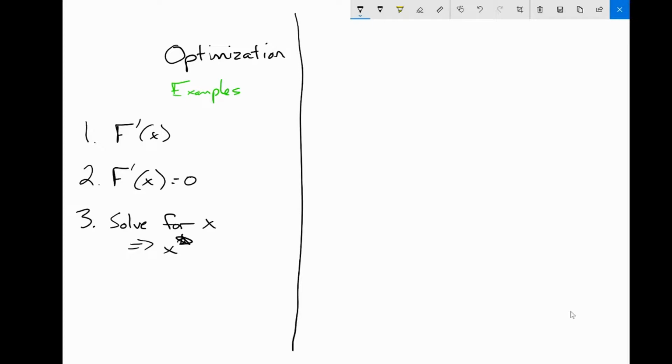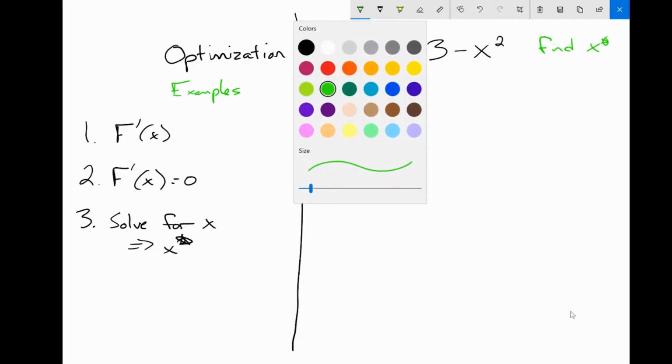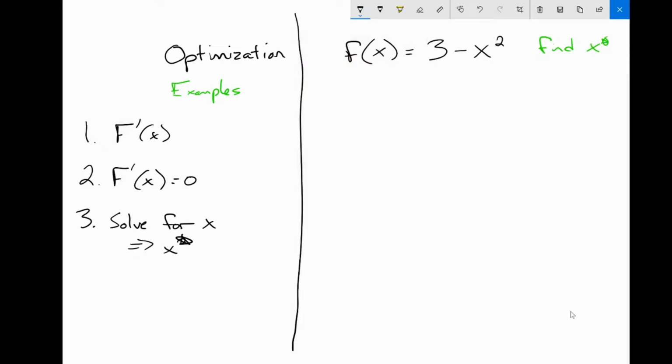All right, so let's start with a somewhat straightforward example. Let's say we had a function, f of x equals 3 minus x squared. All right, so here's our function. The function is 3 minus x squared. So now let's find x star. X star is the value of x at which f of x reaches its maximum value. All right, so let's find x star. How do we do it?